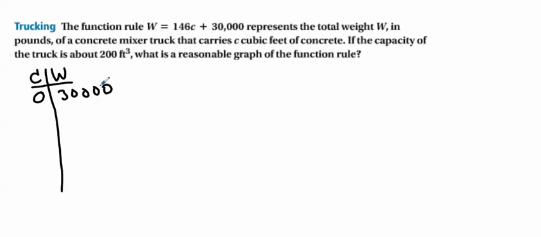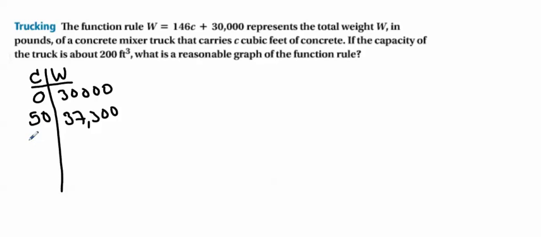Okay, so then I could just try different values that I want. I could try 50. I'm just going to make anything up, and 50 is pretty easy. I'm going to plug 50 into this right here: 146 times 50 plus 30,000, which gets me 37,300. Now, where did I get that number from? I just plugged in 50 for C and used my calculator.